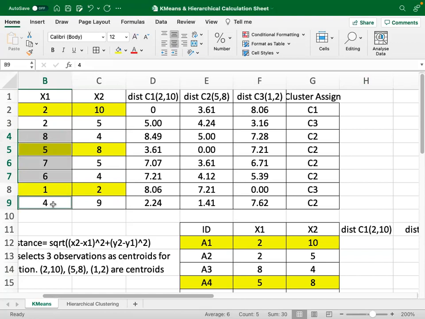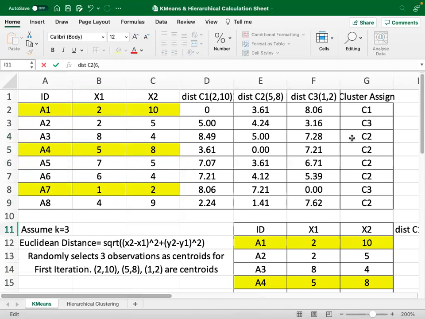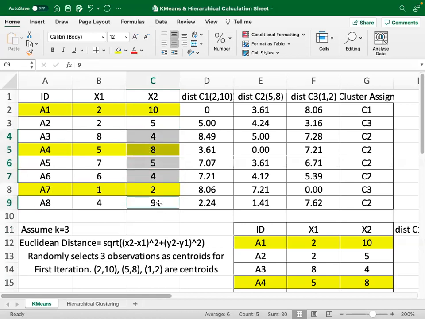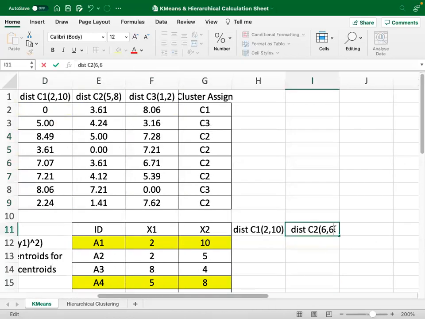Now, if you see at the bottom, you can see the average here. See, there is an average here, right? What is the average? 6. Similarly, we have to find out C2, C2, C2, C2, C2, and C2. Again, average is 6. So, the centroid is 6, 6.